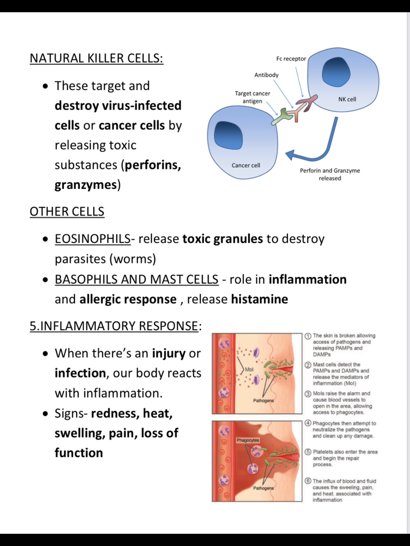Other cells include eosinophils. Eosinophils attack larger parasites like worms. They release toxic granules to destroy the parasites. Basophils and mast cells play a role in inflammation and allergic responses. They release histamine, which increases blood vessel permeability and attracts other immune cells.